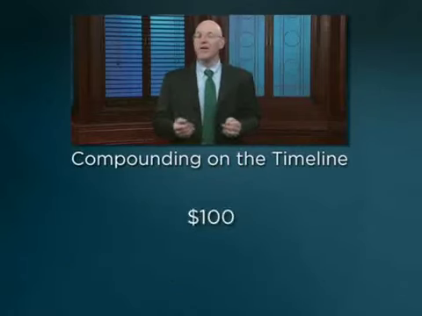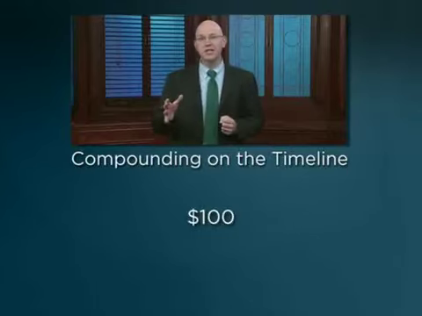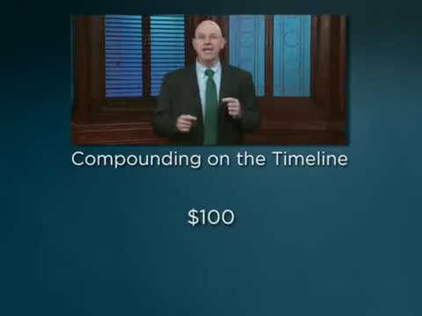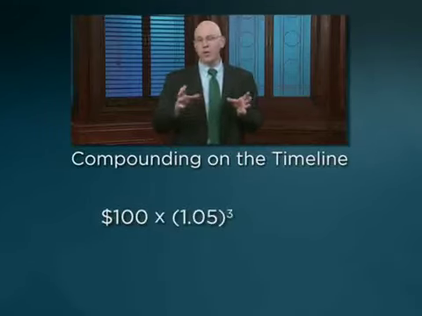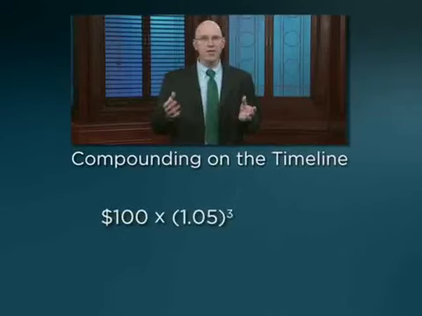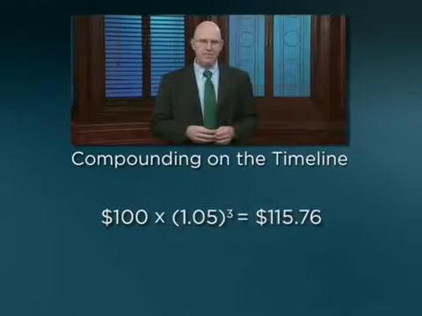For example, if I put $100 in a bank deposit that earns a periodic return of 5%, then the value of my deposit at the end of period 3 will be 100 times 1.05, that's 1 plus R there, raised to the third power, 3 for the number of periods. When I multiply all that together, I get $115.76.